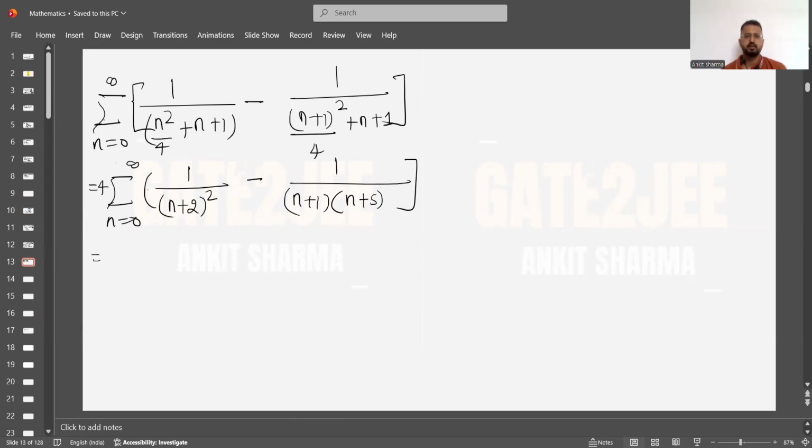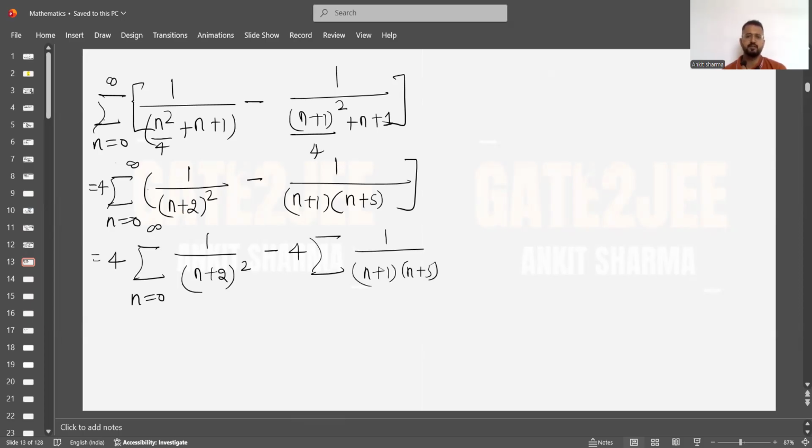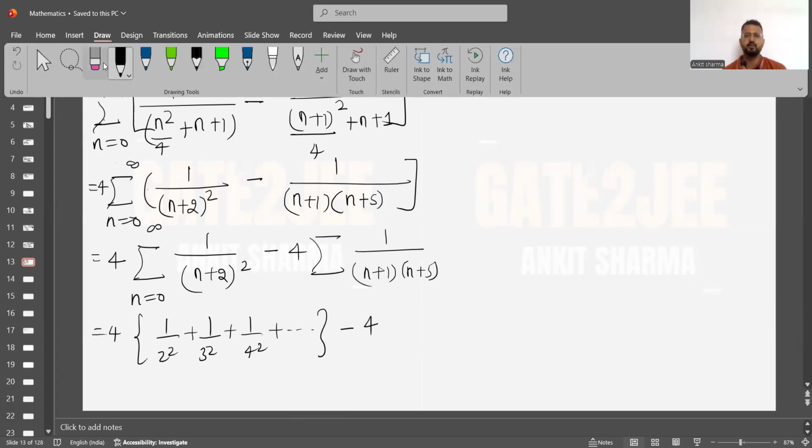Or we can separate this because both the series are convergent. So 4 times the sum, n equal to 0 to infinity, of 1 over (n plus 2) squared, minus 4 times the sum of 1 over (n plus 1) into (n plus 5). Now, if you look at this, I can plug in 0: 1 over 2 squared plus 1 over 3 squared plus 1 over 4 squared, and so on, minus 4 times. Oh, we can take this 4 inside and then perform the telescope.